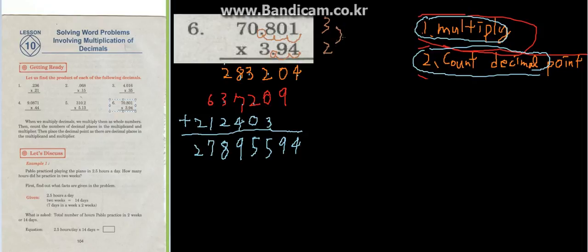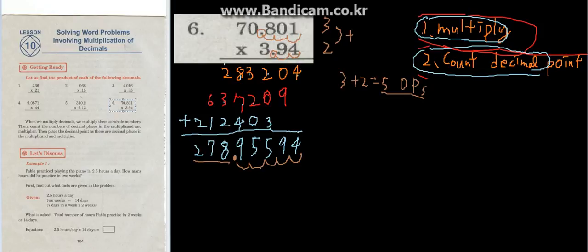If we add these two numbers, 3 plus 2 is 5, so there are 5 decimal places. What should we do with 5 decimal places? We jump 5 jumps: 1, 2, 3, 4, 5. And there is a point. So the answer is 278.95594. Let's calculate with a calculator.